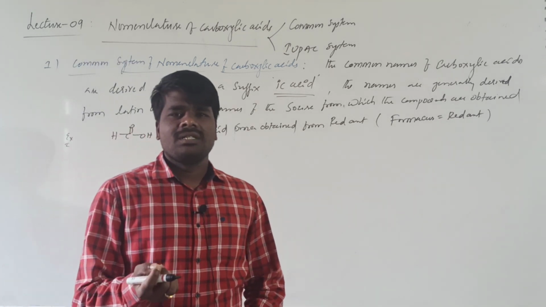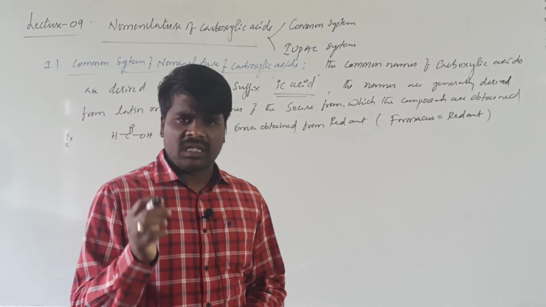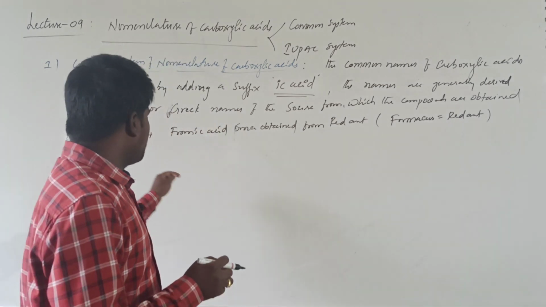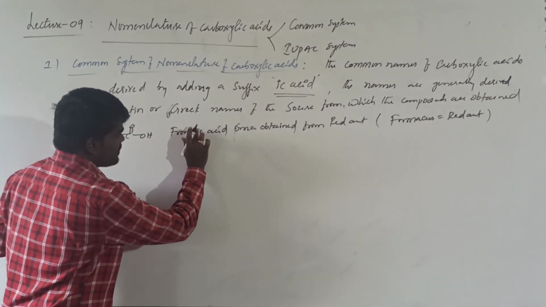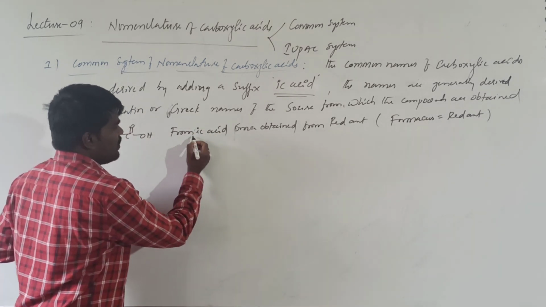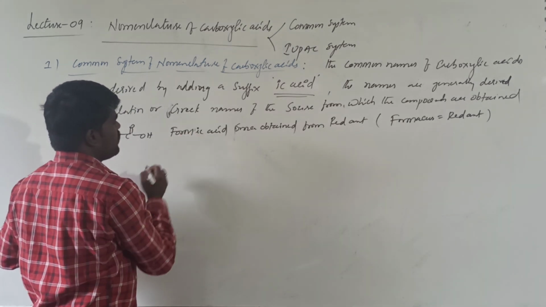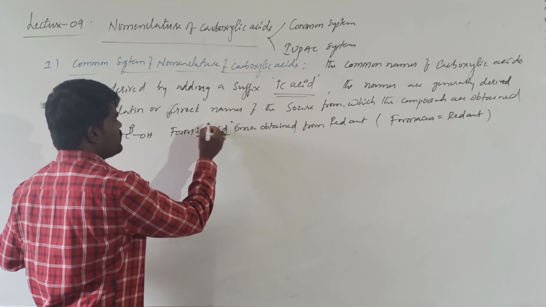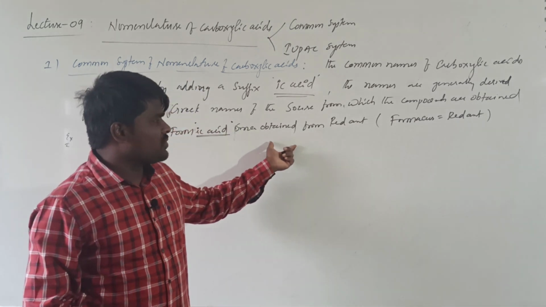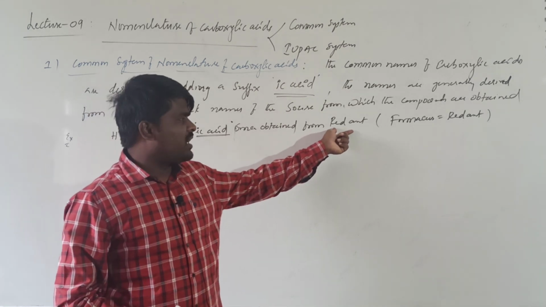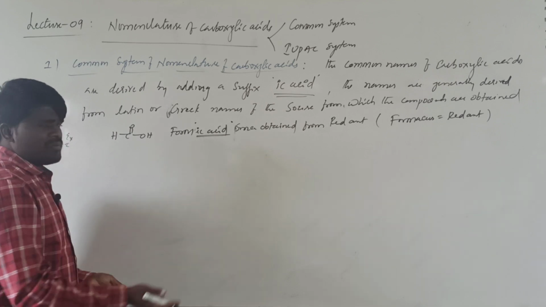You might have seen the small red ants. If they bite, you get an itching or burning sensation. That is because of a particular chemical, and that chemical is nothing but formic acid. So here we add "ic acid" to the term derived from the Latin name of the source. The source is the red ant, and in Latin, Formicus means red ant. This is how the name has been derived.